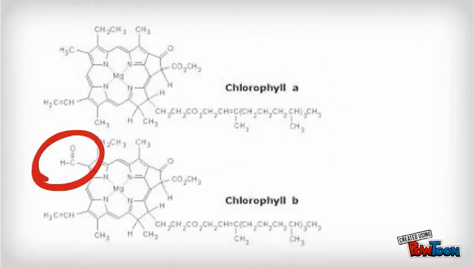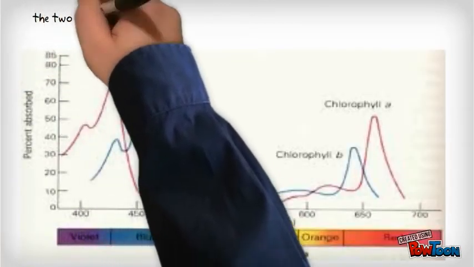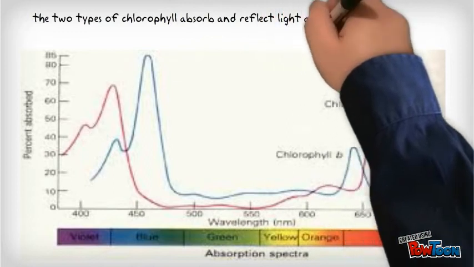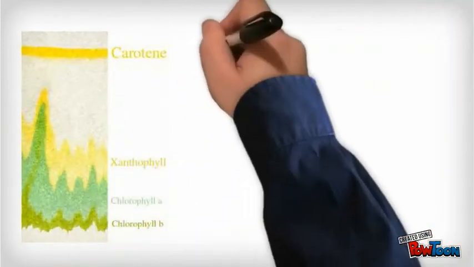In this slide, we've got a comparison of chlorophyll A and chlorophyll B. Very much the same. The only difference is the circled areas where we can see on one a carbonyl group and on the other a methane group.